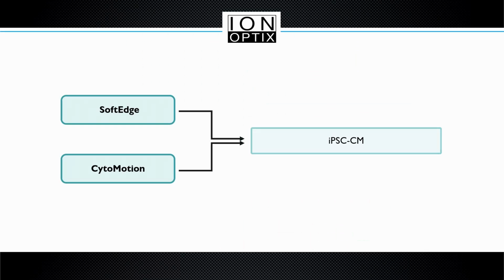Now, we will perform a direct comparison between the SoftEdge and CytoMotion modules in iPSC cardiomyocytes using a well-defined cluster. You will notice that even with a well-defined cluster, using the outside-in edge is challenging to get a clear trace.